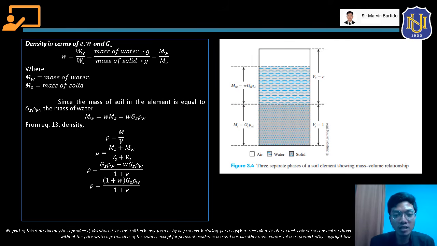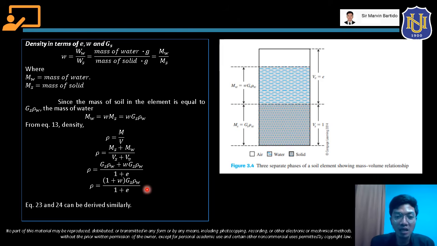Okay, so from here pwede nating i-factor out yung G sub S times rho w. Ito din, pwede natin siyang i-factor out. So ito divide dito, yan ay 1, tapos ito divide dito, w lang yung matitira, over e. So ito na, class, yung rho natin in terms of specific gravity, water content, and void ratio, which is yung na-derive natin, o yung dinefine natin doon sa equation 22 kanina.